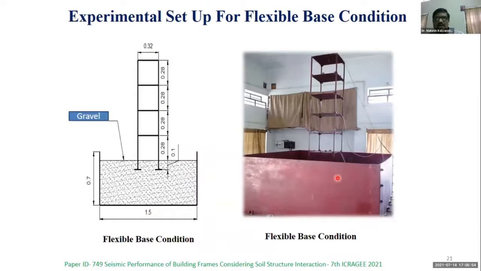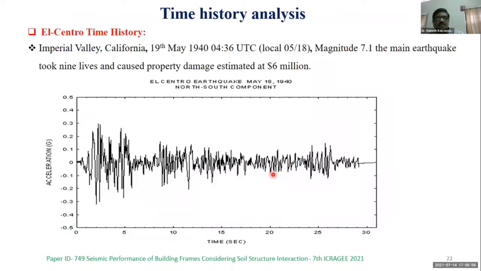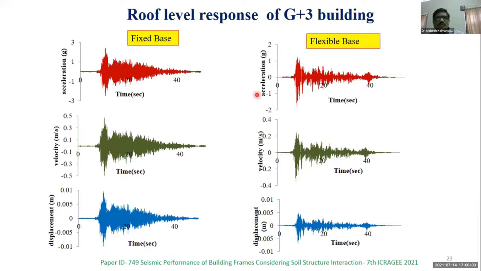So this is how the setup is. And we went for the study, and time history analysis is carried out using El Centro. And this is the response we obtain. The left side shows the fixed base response, and the right side is the flexible base. So this is the response of G+3 building: the roof level acceleration, roof level velocity and roof level displacement. So all the three parameters are presented here.